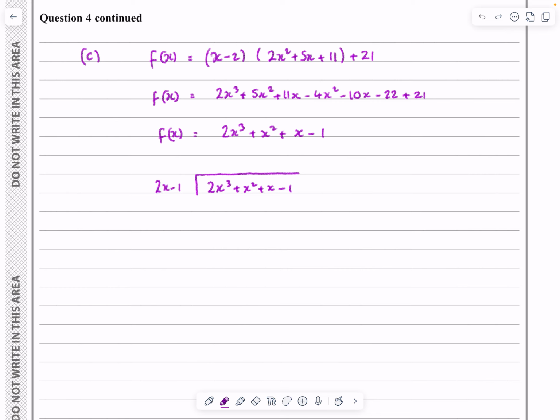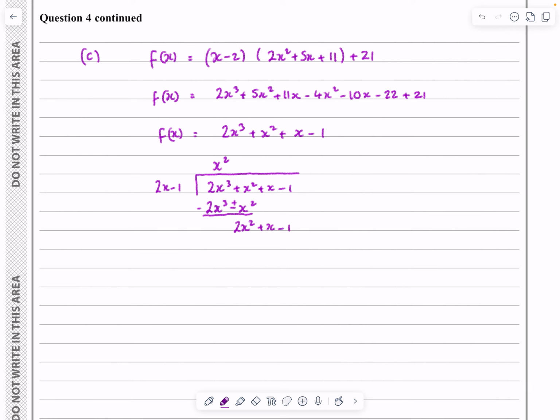If it goes in x squared times, I write x squared there, and then I multiply x squared by all of this and I write the answer here, 2x cubed minus x squared. Once I've done that, I then subtract this, and when I do that, they're always going to cancel. Subtracting this, I'm going to get minus that, and a minus and a minus makes a plus, so I'll end up with 2x squared here, and then whatever I've got left there, I bring down. So in this case, plus x minus 1.